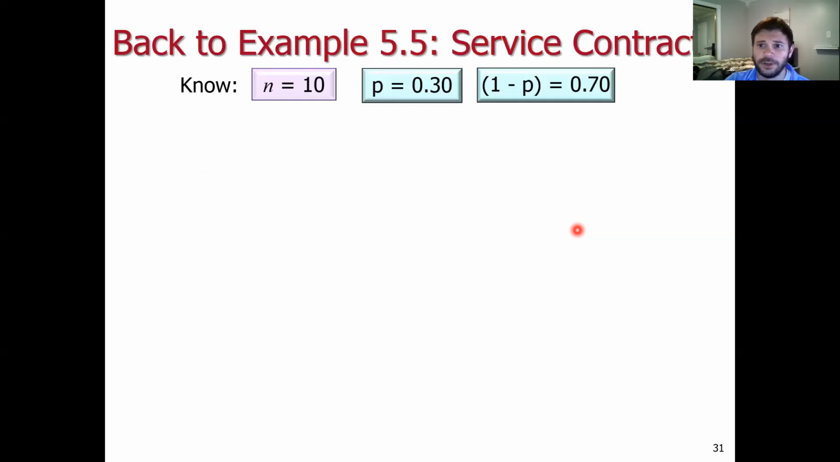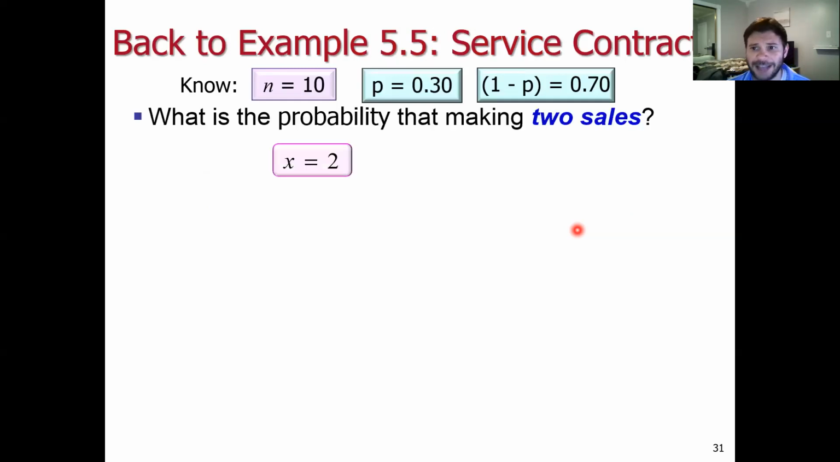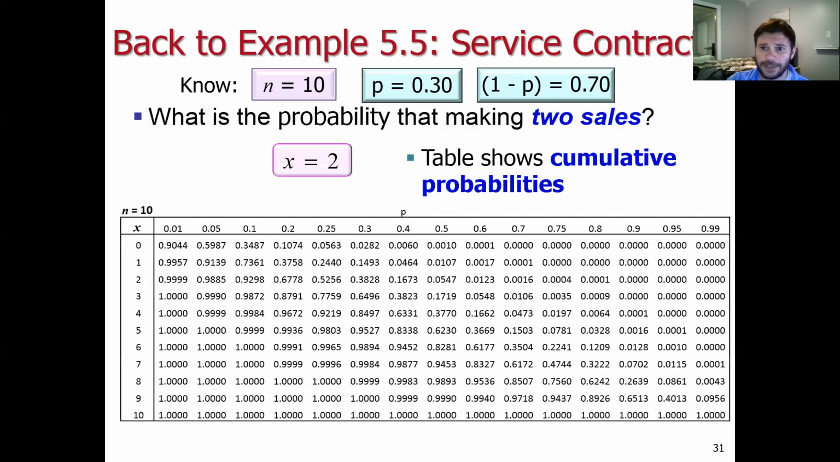So let's make sure we can see this. We already computed the probability of making exactly 2 sales using the formula, but we want to make sure we're comfortable using the table as well. So let's use the table to do that. Here is our table. Again, the table shows cumulative probabilities. Note that I'm looking at the table here for n equals exactly 10 trials. We're still using the same success probability of 0.3.